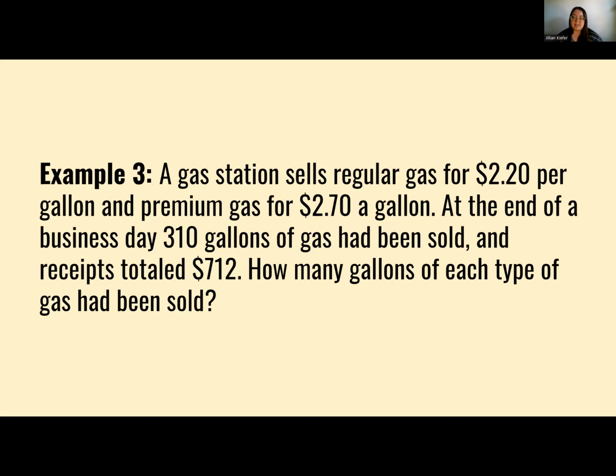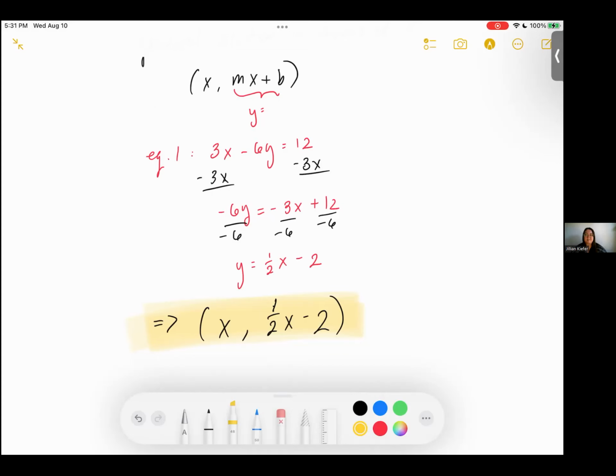And we want to know how many gallons of each type of gas has been sold at the end of this day. Knowing that regular gas is X and premium gas is Y, we can go ahead and start setting up our equation. So let's head on over to our notes.